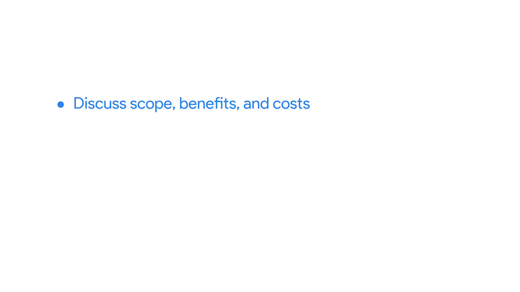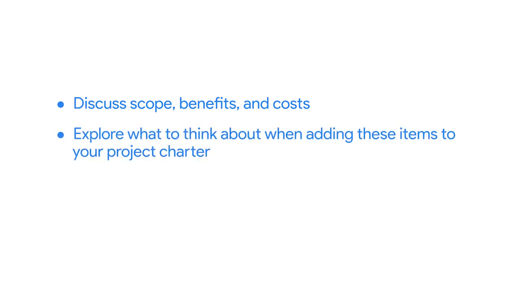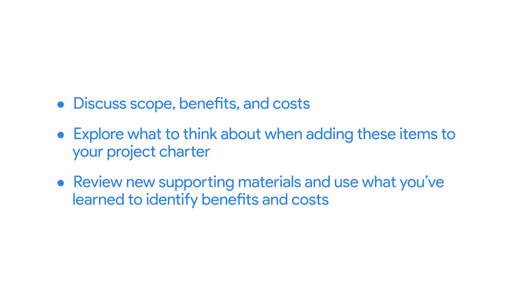Welcome back. Now that you've updated the project charter and edited some of the project goals to make them SMART, it's time to discuss scope, benefits, and cost. Coming up, we'll explore what to think about when adding these items to your project charter. After this video, you'll review new supporting materials and use what you've learned to identify benefits and costs, which you'll add to your charter. Let's get started.